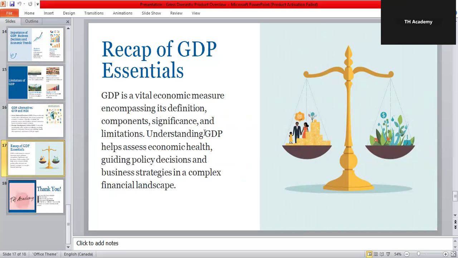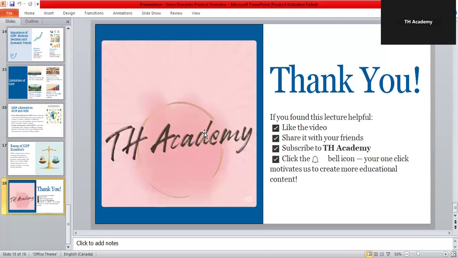Basically, this is the recap of GDP essentials. GDP is a vital economic measure, encompassing its definition, components, significance, and limitations as well. So we already understand the whole topic in a very detailed way. I hope this is the end of our lesson on GDP, Gross Domestic Product. I hope you find this session easy to understand and helpful in clearing your concepts about how economies actually work.